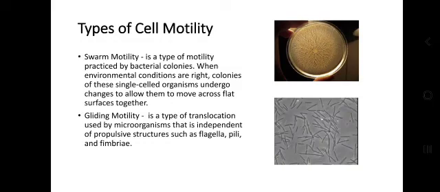Swarming motility. It is a type of motility practiced by bacterial colonies. When environmental conditions are right, colonies of these single-celled organisms undergo changes to allow them to move across a flat surface together. Swarming motility is also operationally defined as multicellular, flagella-mediated surface migration of bacteria. Swarming requires intercellular interaction, surfactant secretion, and an increase in flagellar numbers.